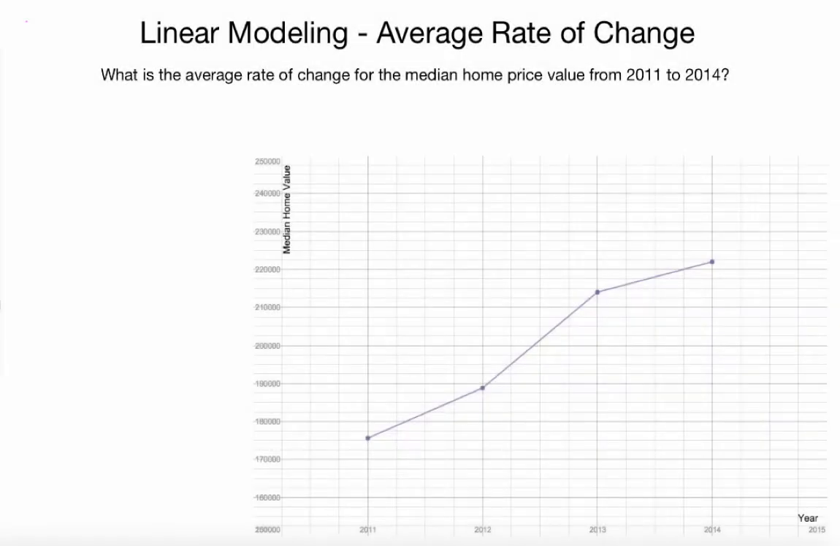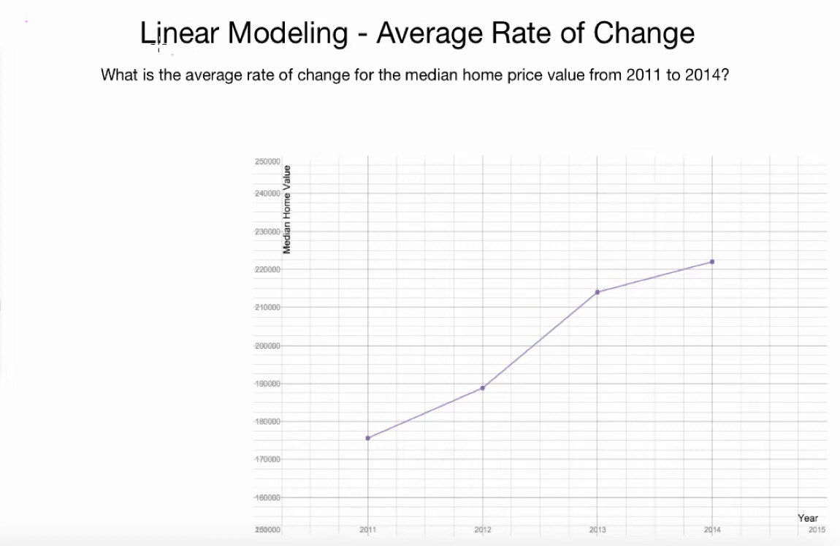Welcome to an algebra tutorial video learning about linear modeling and average rate of change. Linear modeling is just applying what we know about linear equations, slopes, and average rate of change, but trying to fit patterns and circumstances that we see around us, data that we can get from the world, and trying to see, can we fit a linear equation? Does it seem to really fit what we see going on here?